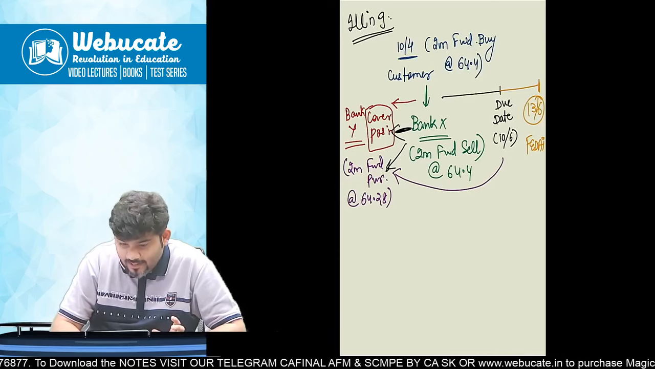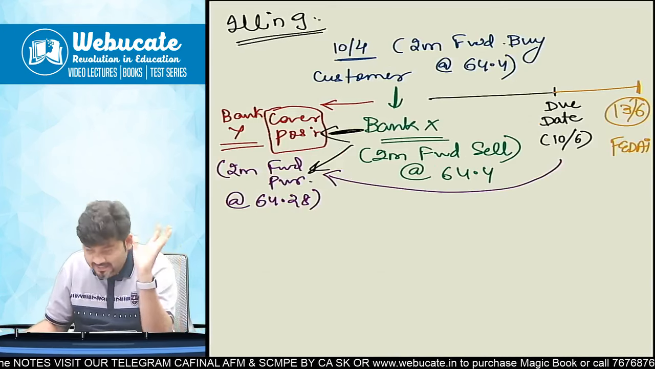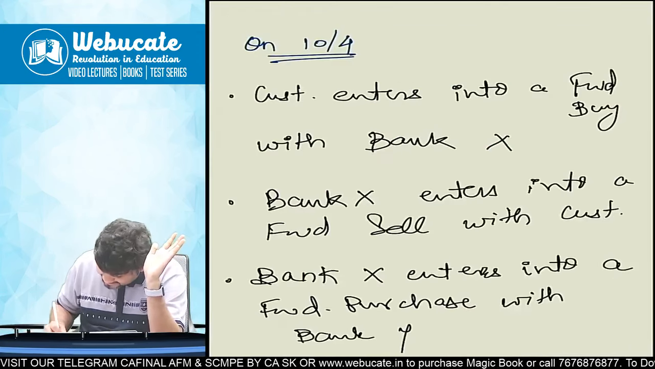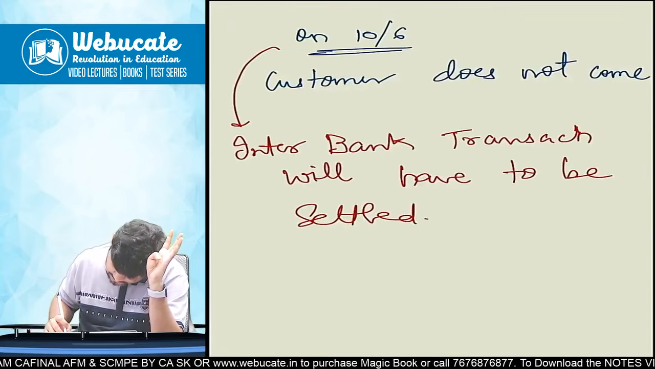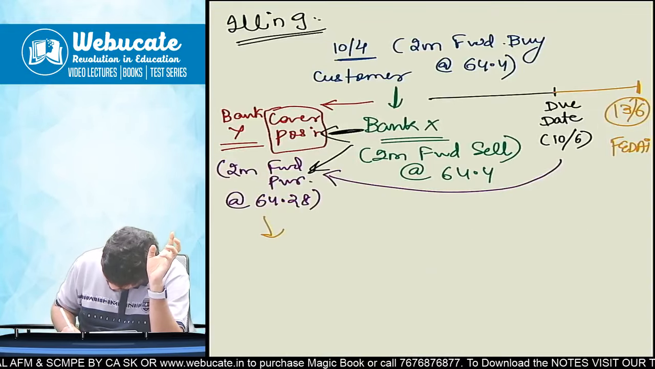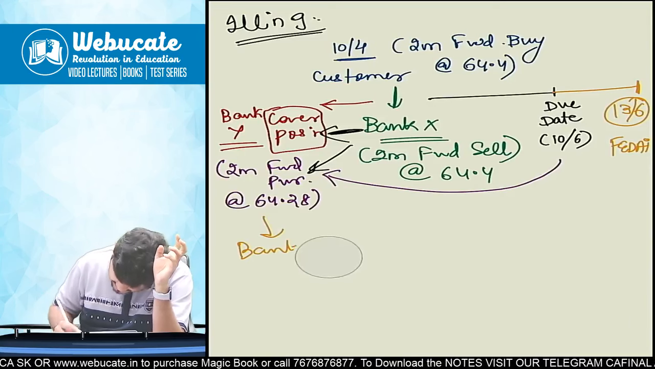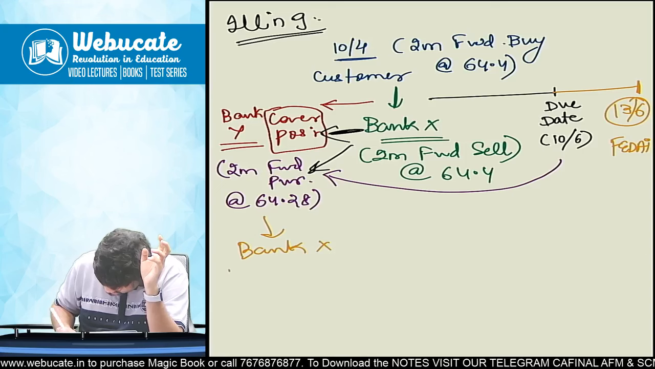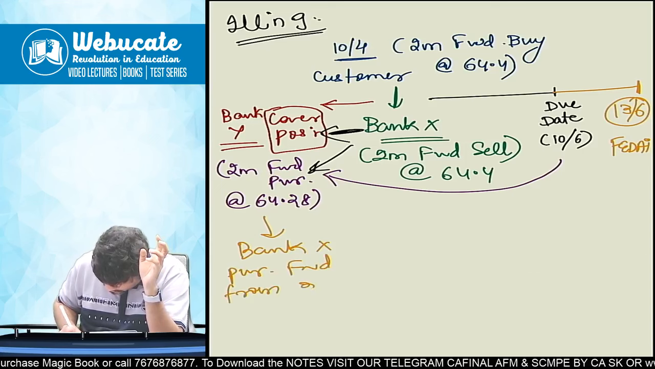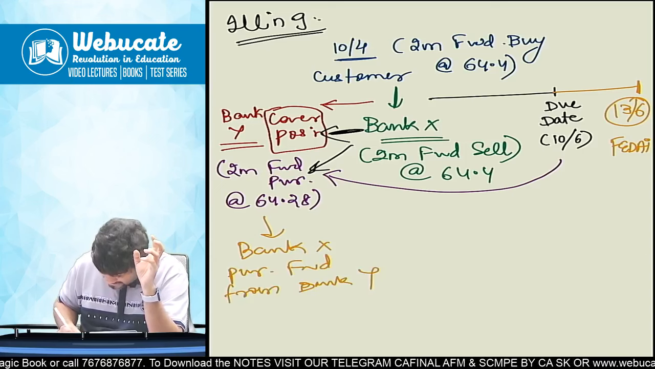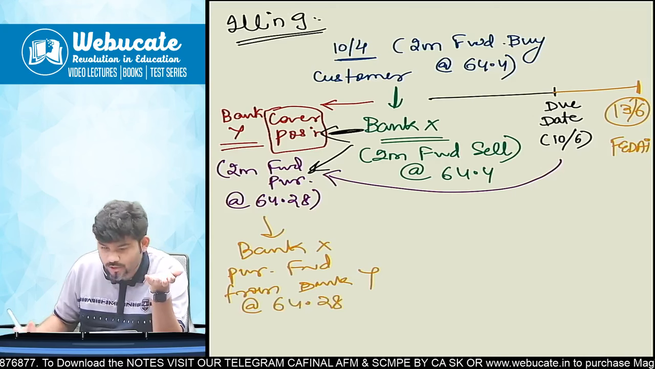Okay, so we are done, sir. Now bank Y will come and sell. Boss, let's execute the deal. Bank X enters into a forward purchase. So bank Y will sell. Let's write down: bank X purchases forward from bank Y at what rate? 64.28, because that is what was decided.